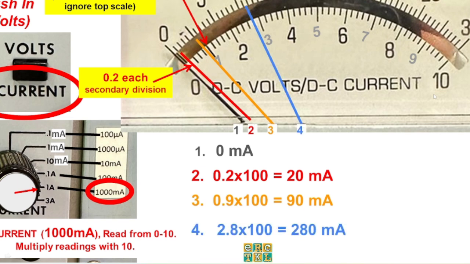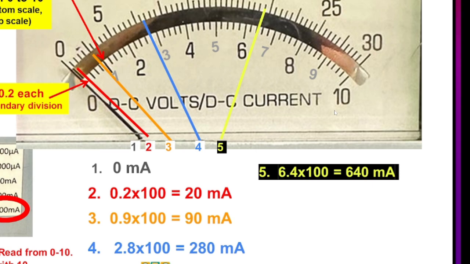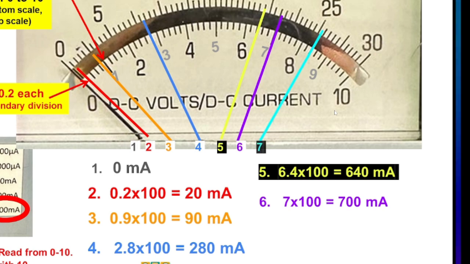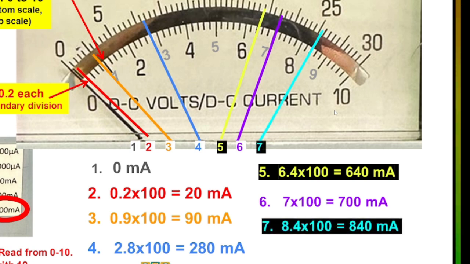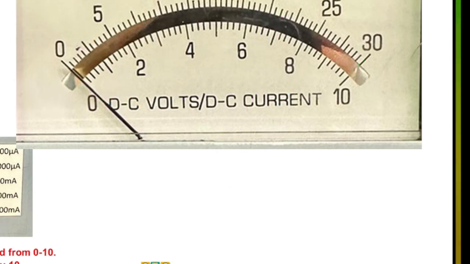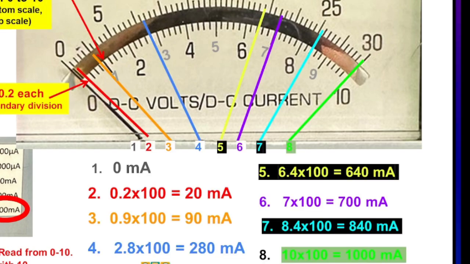2.8 will be 280 milliamperes. 6.4 will be 640 milliamperes. 7 will become 700 milliamperes. 8.4 will become 840 milliamperes. 10 will become 1000 milliamperes. So that's it for the 1000.